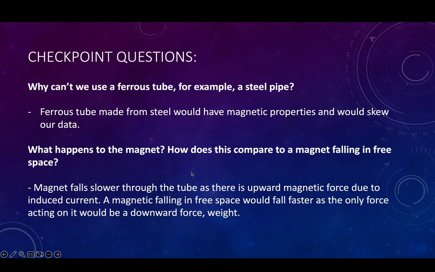For checkpoint questions: why can't we use a ferrous tube, for example, a steel pipe? A ferrous tube made from steel would have magnetic properties and would skew our data. What happens to the magnet? How does this compare to a magnet falling in free space? The magnet falls slower through the tube as there is an upward magnetic force due to induced current. A magnet falling in free space would fall faster as there is only one force acting on the magnet, which is the weight.